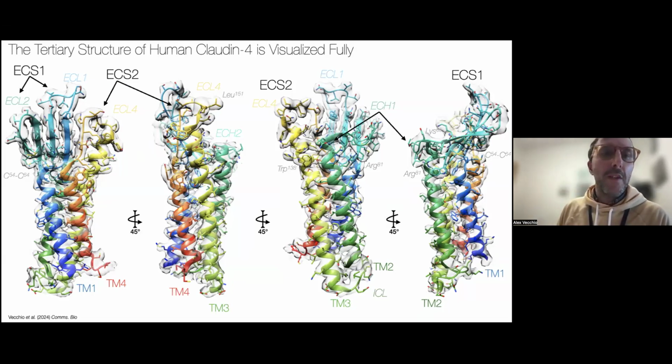In every previous Claudin structure, we couldn't really unequivocally assign every amino acid from the N-terminus to the end of TM4. But in these cryostructures, we could. And so the benefit of extra resolution allowed us to really model the entire tertiary structure of a claudin at the side chain level.